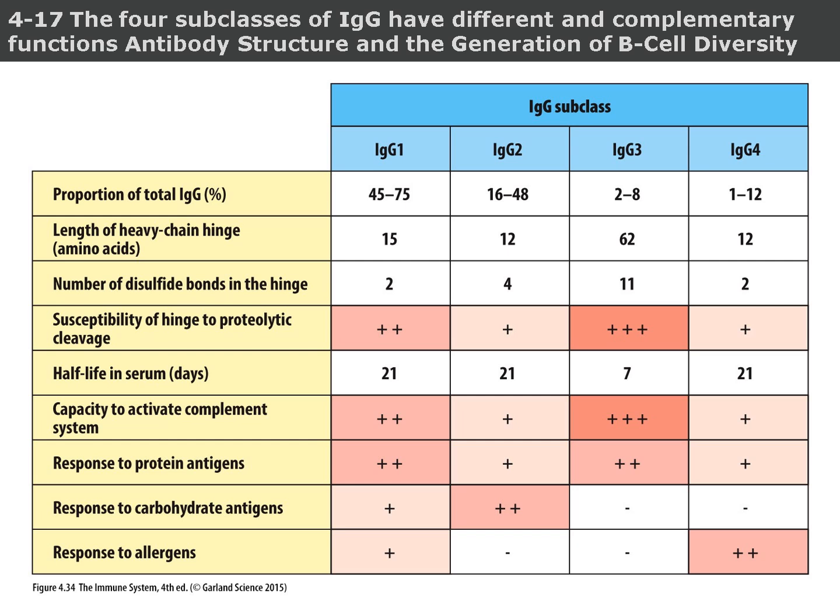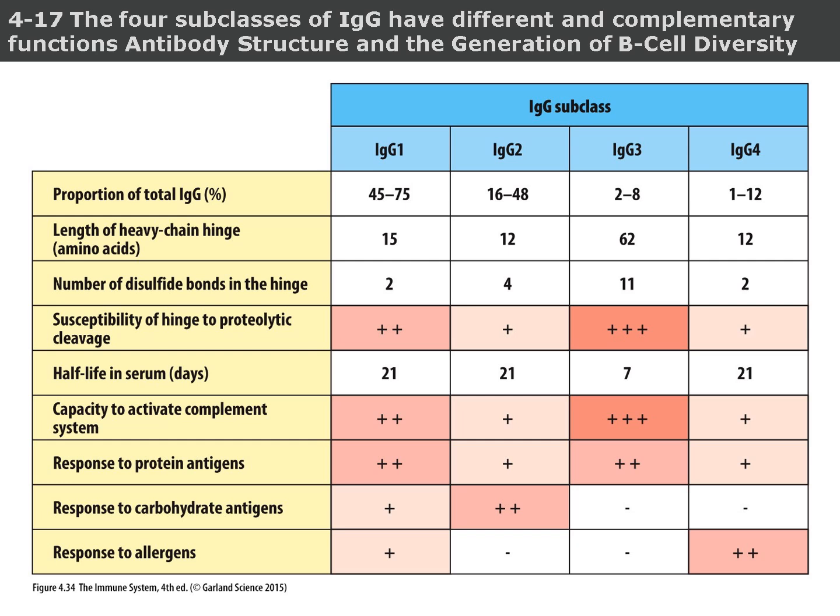Immunoglobulin G1 is the most abundant subclass, making up between 45 and 75% of total immunoglobulin G in serum. In contrast, immunoglobulin G4 is the least abundant. Hinge length varies significantly. Immunoglobulin G3 has the longest hinge, consisting of 62 amino acids and 11 disulfide bonds, contributing to its high flexibility and sensitivity to enzymatic cleavage.